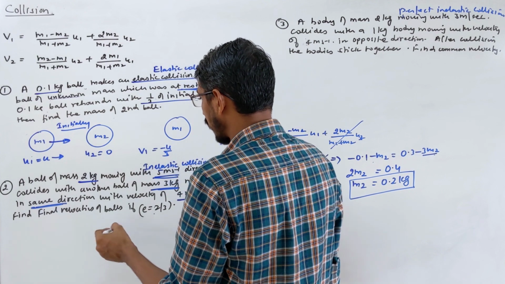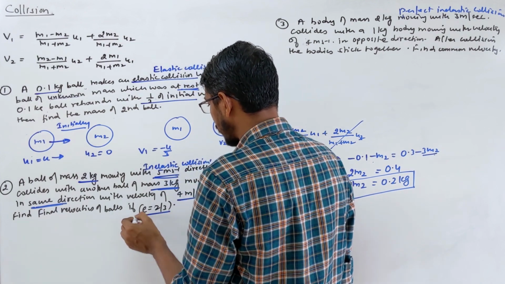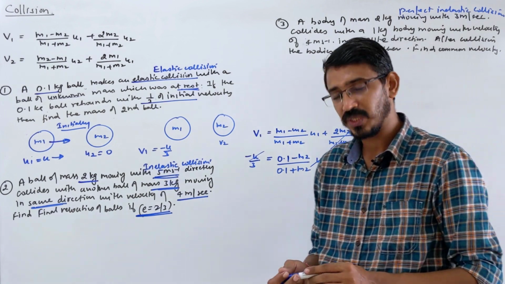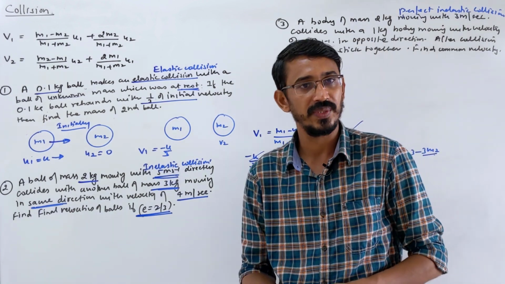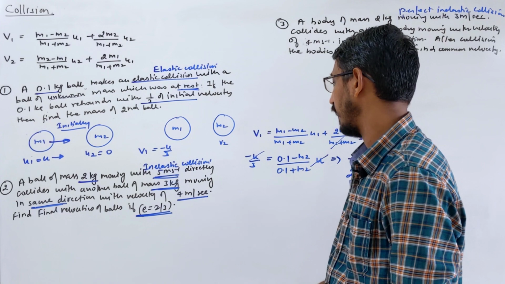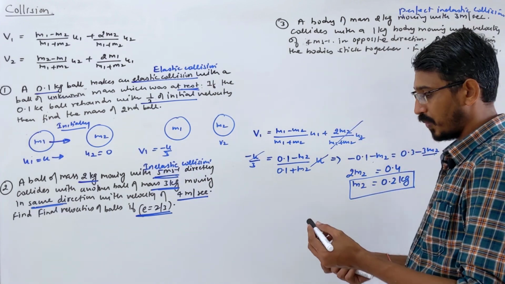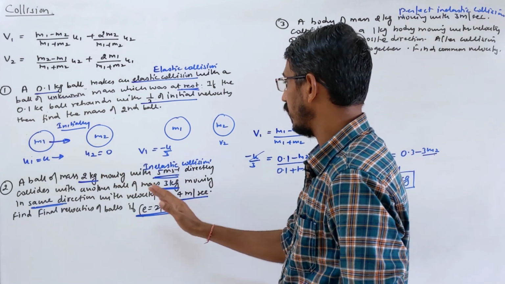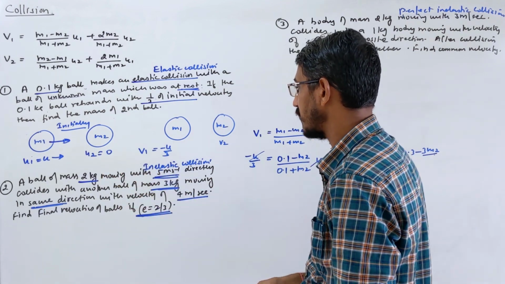Find the final velocities of the balls if E is given as 2/3. The coefficient of restitution is given, which means it is an inelastic collision first, right? And we have to calculate the final velocities here, so you have to use the proper formulas. All the masses and velocities of the first and second ball are given.